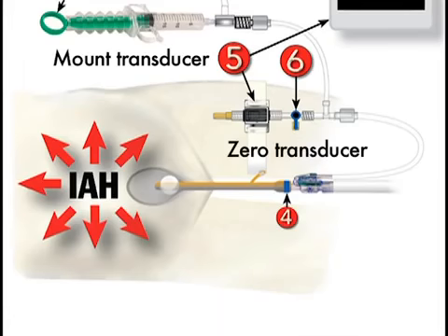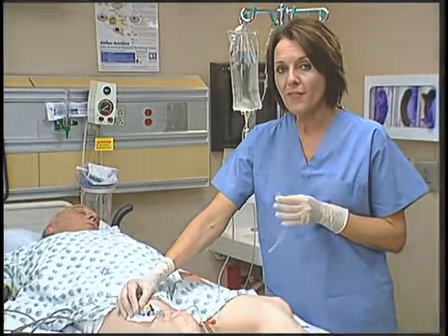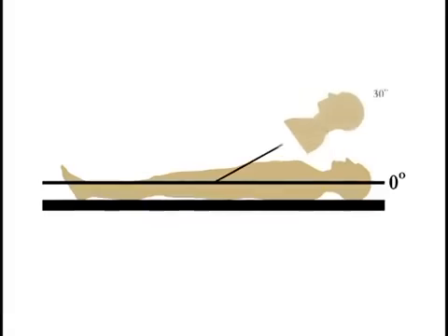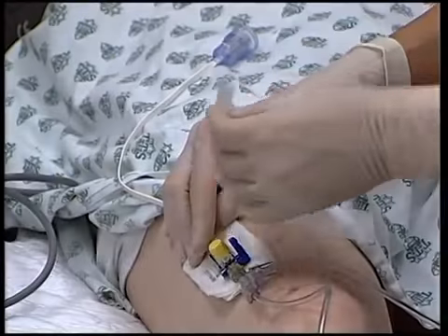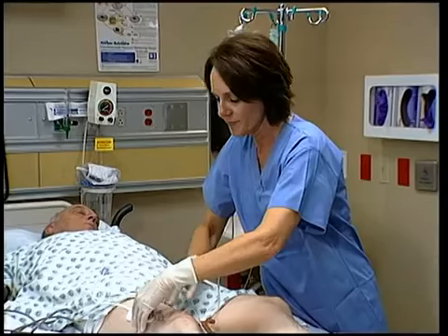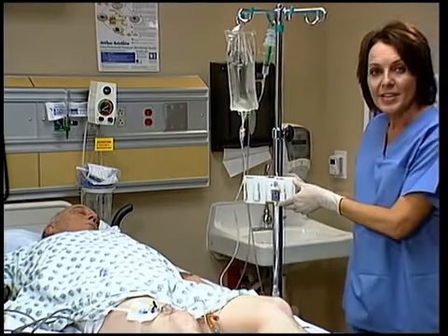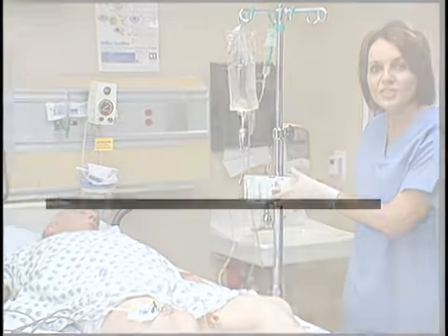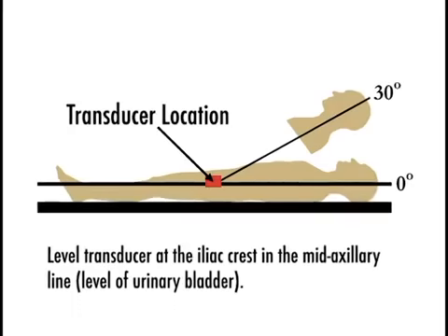Now mount the pressure transducer to the patient or the pole. For patient mounting, place a 4x4 on the thigh at the level of the iliac crest in the mid-axillary line and tape the transducer in place. If you choose to pole mount the transducer, place the transducer in your pole mount bracket and adjust the bracket to the level of the iliac crest in the mid-axillary line.